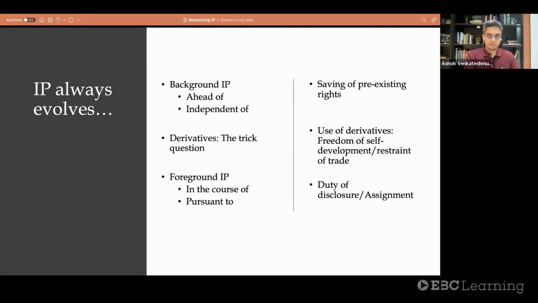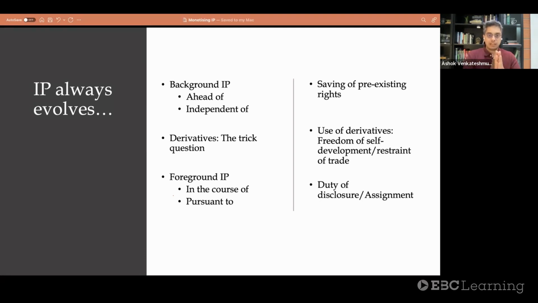That is background IP. Or suppose, without any reference whatsoever to the license that I have received, I develop technology completely independent of the license. That is typically defined as background IP. Now, foreground IP is something that arises in the course of the agreement or pursuant to the agreement. This could, for example, be very specific to the case where I have a license for a sewing machine technology, and while working on that, I'm able to generate some ideas for improvements. That is defined as foreground IP.